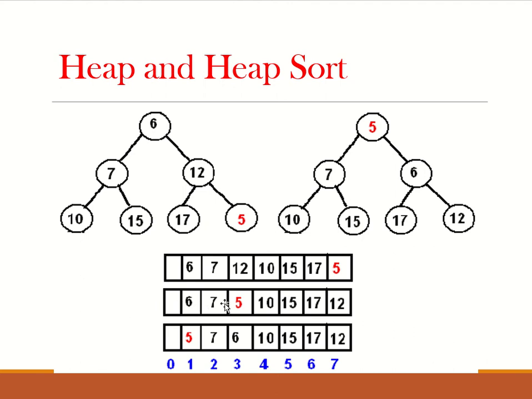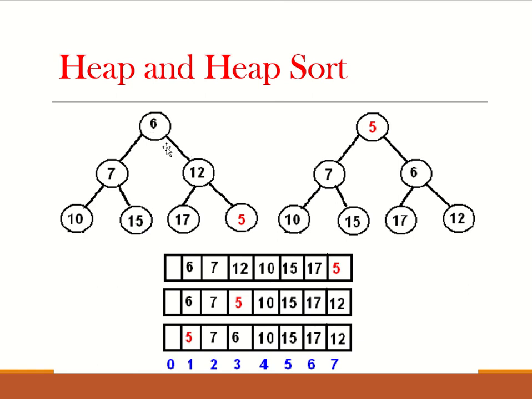array becomes 6, 7, 5, 10, 15, 17 and 12. So now the tree becomes 6, 7, 5, 10, 15, 17 and 12. So 5 is here. Now you compare 5 with its parent. What was the parent of 5? It was 6, right?